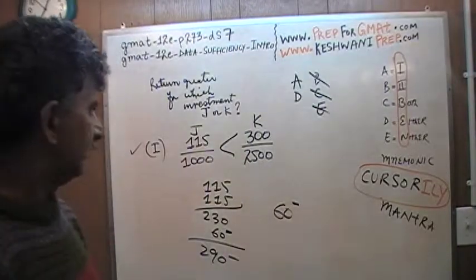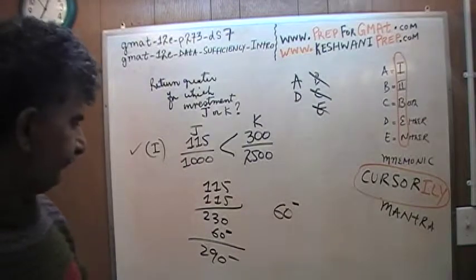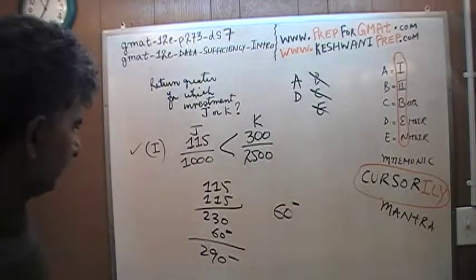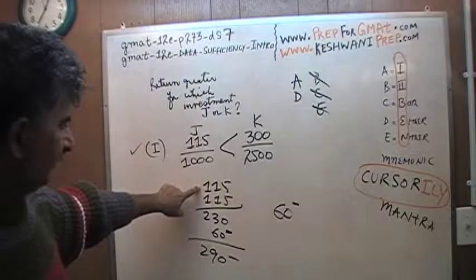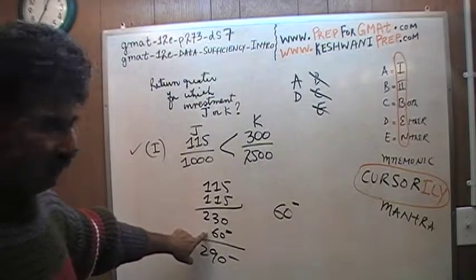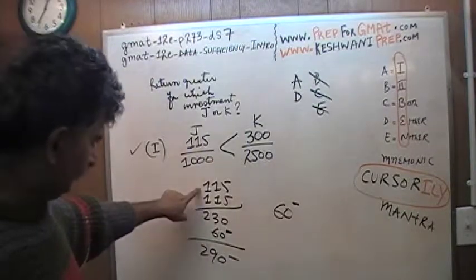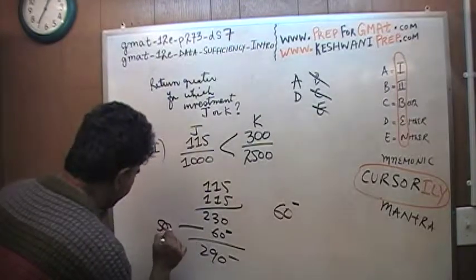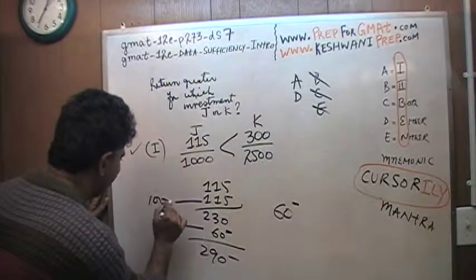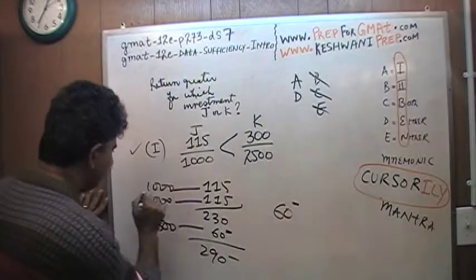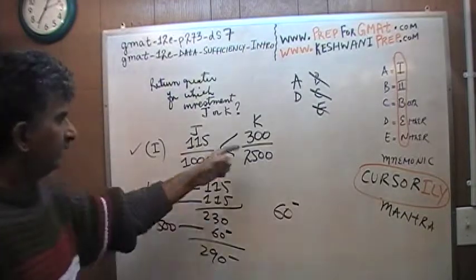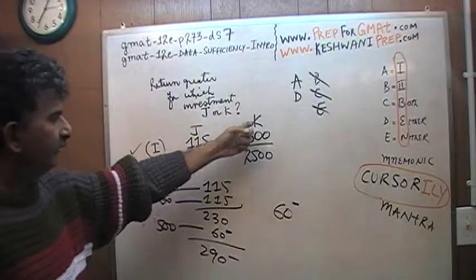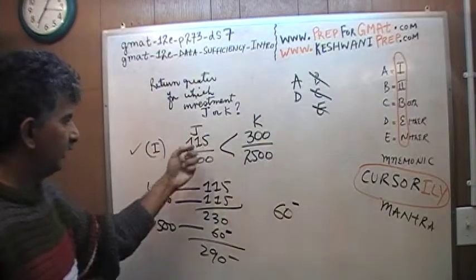The return is way higher here. Well, not way higher, but it's higher. I hope you understood the logic. Because you see, half of 115 is going to be less than 60. 230, which is, this is 1,000, this is 1,000, this is 500. This is for the 500, this is for the second 1,000, and this is for the first 1,000. And if you add them up, it's less than 290. The return here is 300. That tells me the return, whatever it is on K, is higher than this one.